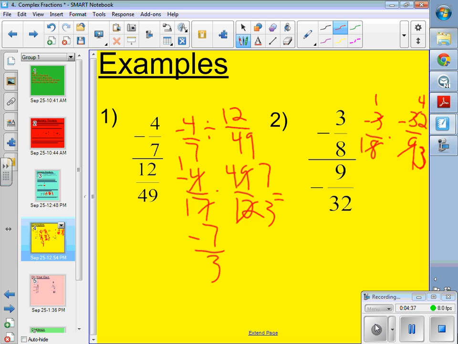And remember, you have a negative sign in front of both. So that will give you 1 times 4 is 4, 1 times 3 is 3. And since they were both negative, that will make the answer positive. And your final answer is 4/3.